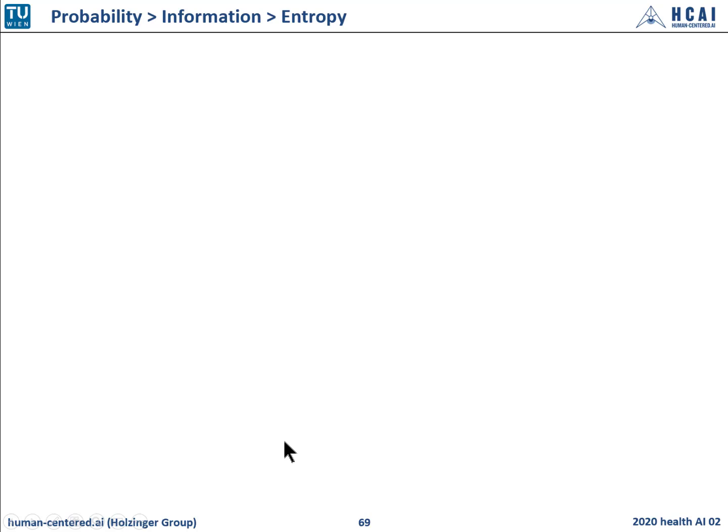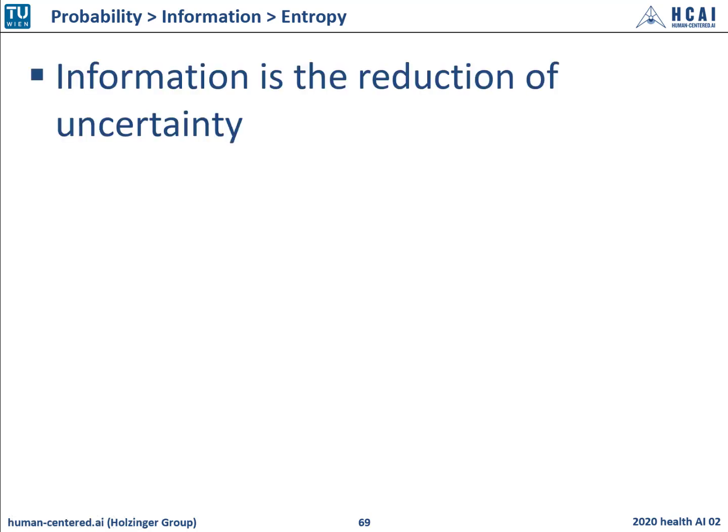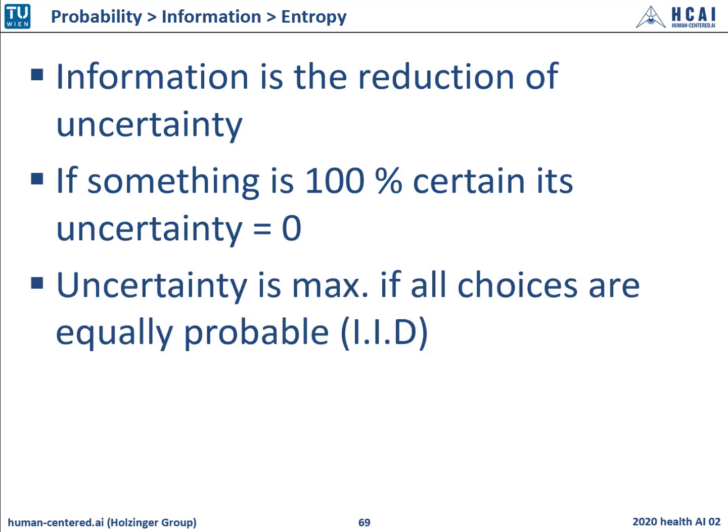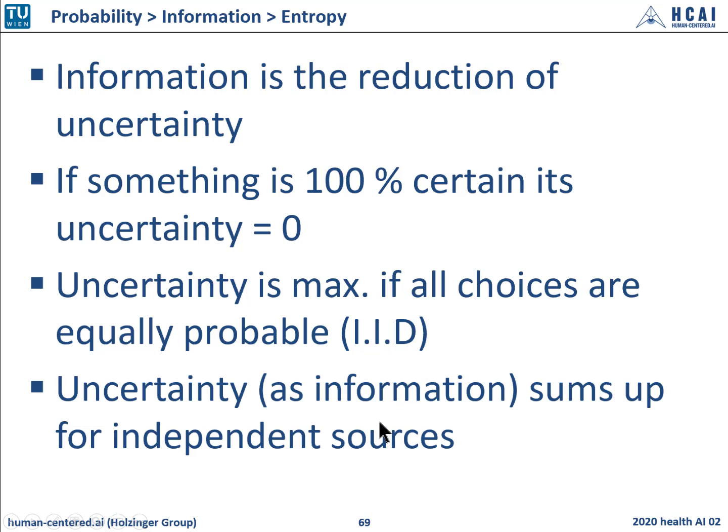Okay, so probability, information, entropy, the correspondence. Information is the reduction of uncertainty. This is for us important in this lecture and in the whole course. So if something is 100% certain, its uncertainty is 0. The uncertainty is maximal if all choices are equally probable. So this is the identically and independently distributed data assumption. And the uncertainty as information sums up for independent sources, just as a statement.